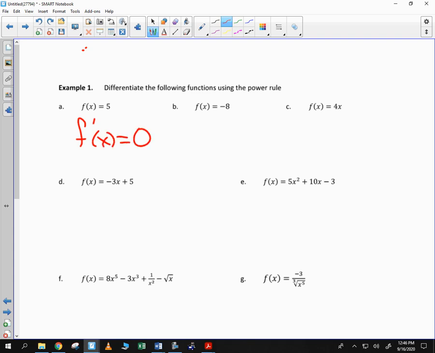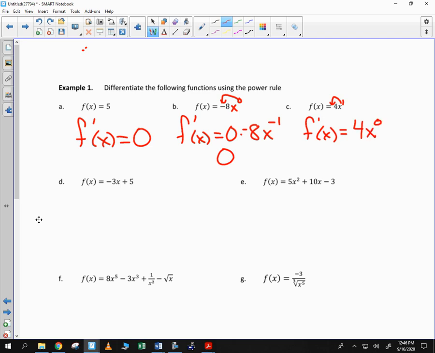But I'm going to show you why. Look at the next one. This is -8. If we write it as x to the 0 power, watch what happens. You drop that in front, and you get f prime of x is 0 times -8 times x to the -1. We all know that 0 times anything is 0. Look at the next one. You have 4x to the 1 power. If you drop this 1 in front, you get f prime of x is 1 times 4 is 4. X to the subtract 1, you get x to the 0, and anything to the 0 power is 1, so you just get 4.